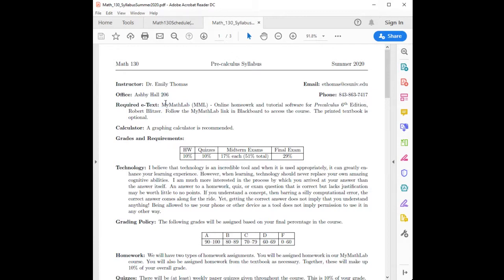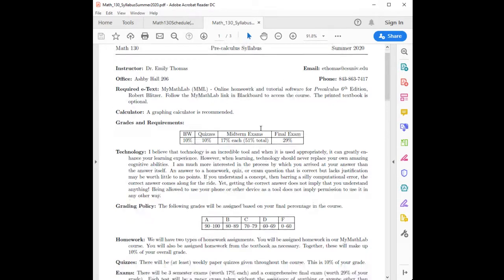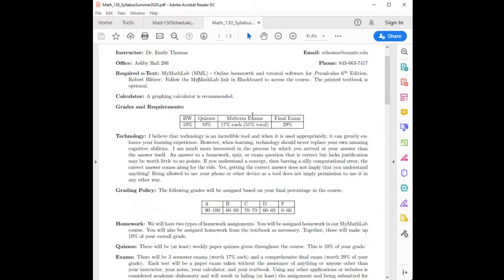So go in and click on any of the MyMathLab links in Blackboard, and it'll take you to the course where you can choose to purchase the access code or enter one. And now there are 2 options for purchasing the access code. Choose the cheaper one. And so that is that. Graphing calculator recommended. You guys can find those on the internet or wherever if you don't have one.